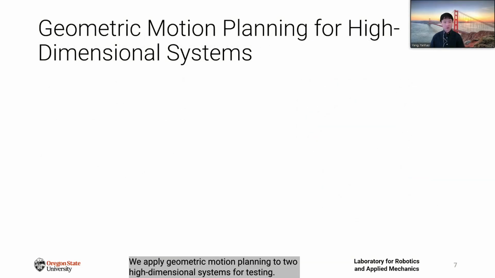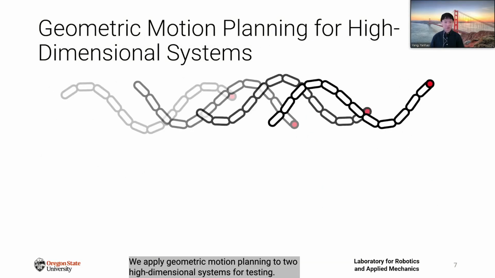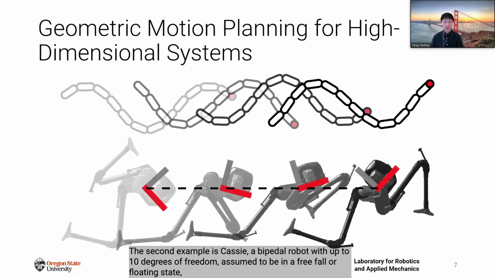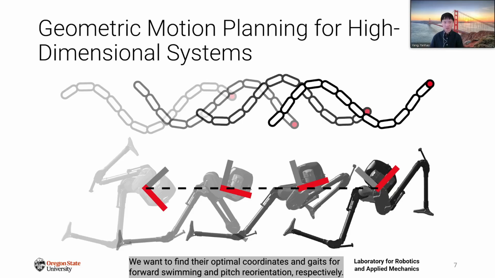We apply geometric motion planning to two high-dimensional systems for testing. The first is a low Reynolds number swimmer with up to 12 links, serving as an abstraction for many aquatic animals. Its dynamics are dominated by viscous drag. The second example is Cassie, a bipedal robot with up to 10 degrees of freedom, assumed to be in freefall or floating state, which can occur during the flight phase of running or jumping. Its dynamics are governed by momentum conservation. We want to find their optimal coordinates and gaits for forward swimming and pitch reorientation, respectively.